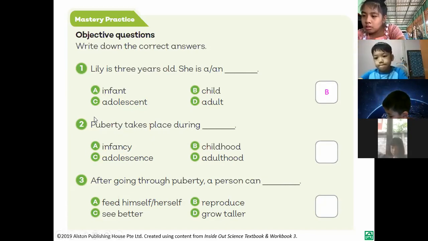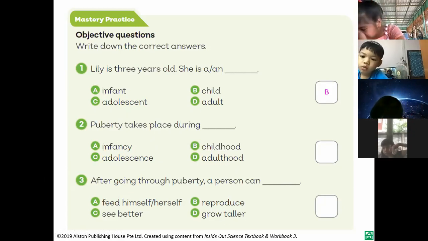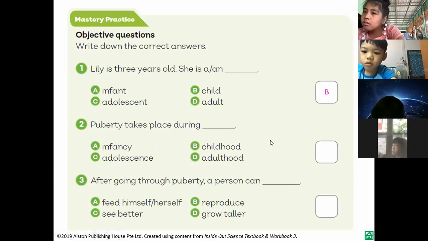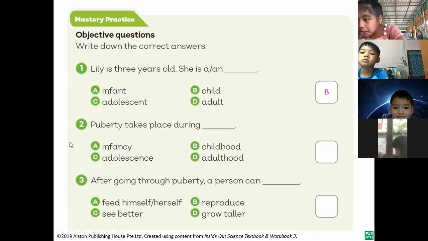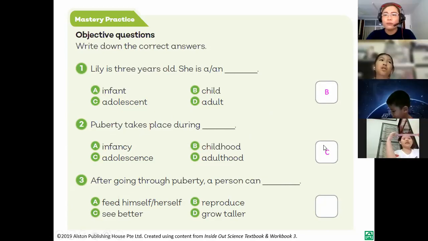The word puberty, where did you find this? Is it in infancy, childhood, adolescence, or adulthood? Okay, so the answer for number 2 is letter C, adolescence. So write the correct answer, letter C. All right, now let's proceed to number 3.